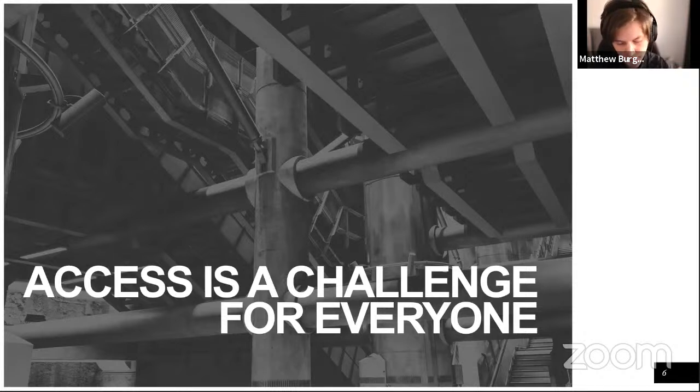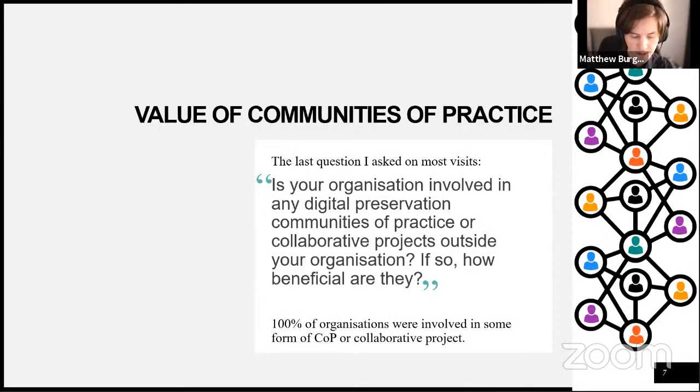The use of digital preservation systems for both preservation and access was highlighted as an issue, as well as the requirement for resourcing to tackle the ubiquitous backlog of Born Digital collections that require action. The last question I asked on my visits was whether the organisation was involved in any digital preservation communities of practice or collaborative projects outside of their organisation, and if so, how beneficial they are.